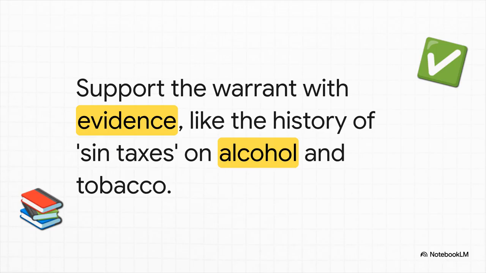So, what do you do if you think your audience might not accept your warrant? You have to support it with its own evidence. We call that backing. For instance, you could bring up the history of sin taxes on things like alcohol and tobacco to show that, hey, this isn't a new idea. There's a precedent for this kind of thing.